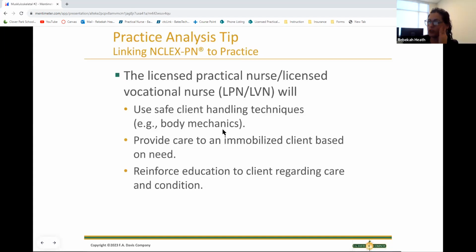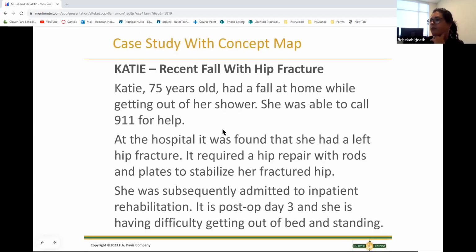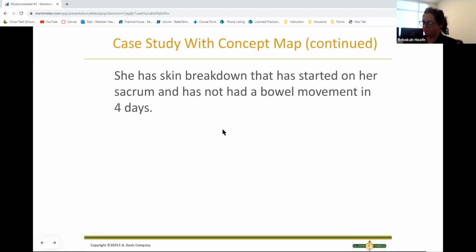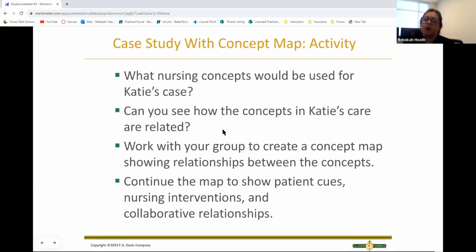Practice tip, we want to make sure that the LPN can use safe client handling techniques, provide care to an immobilized client, and reinforce client education. We're going to attend to mobility needs and assure the available and safe functioning of client care equipment. So here's a case study. Go ahead and pause while you read through this. She has a skin breakdown that started on her sacrum and hasn't had a bowel movement for 4 days. So go ahead and pause while you read through these questions.